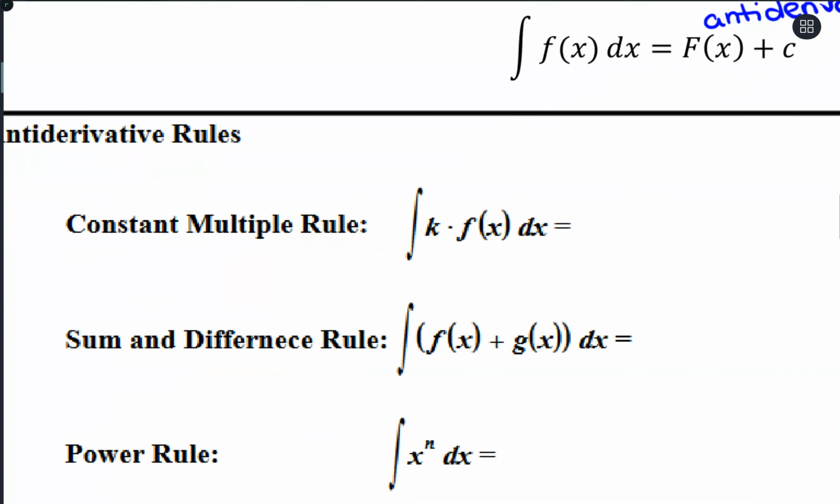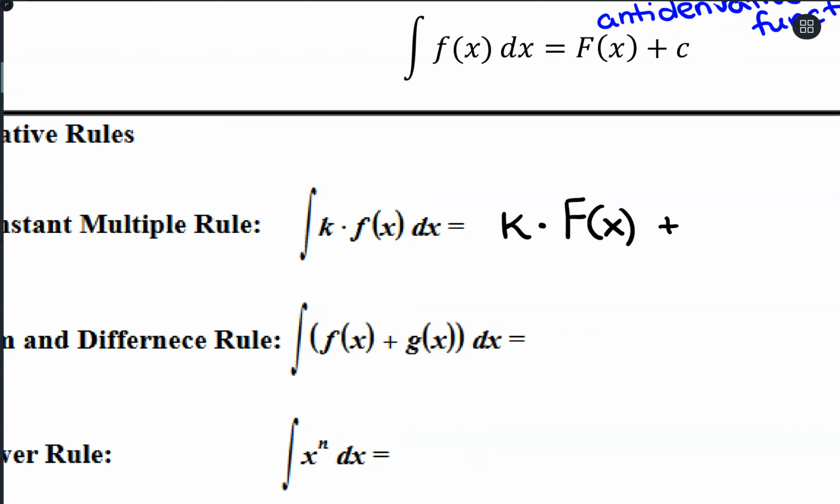Okay, so constant multiple rule. If we have the antiderivative of k times little f of x dx, where k is a constant, we'll keep that constant multiplying, but where we have little f of x, we're going to replace that with the antiderivative function, so capital F of x, and then we'll have a plus c. So this just tells us if we have a number multiplying out front, it keeps multiplying out front. Really what we're focusing on is the function part for taking the antiderivative.